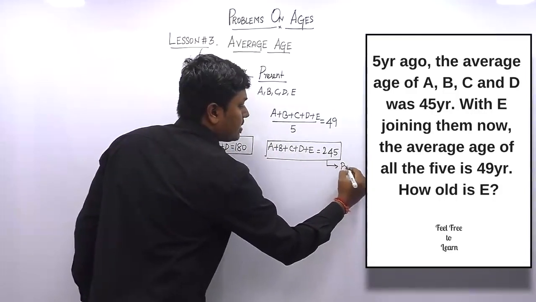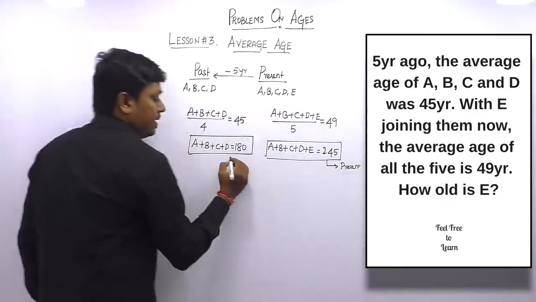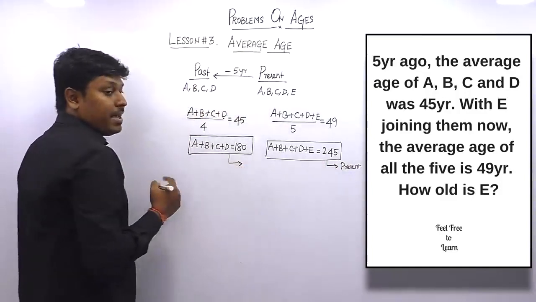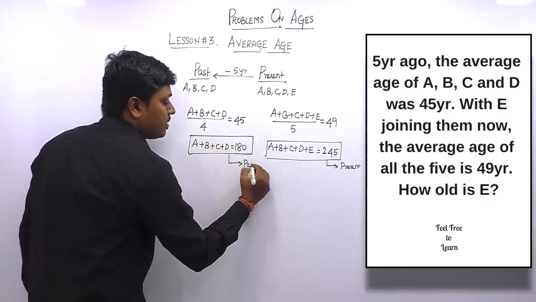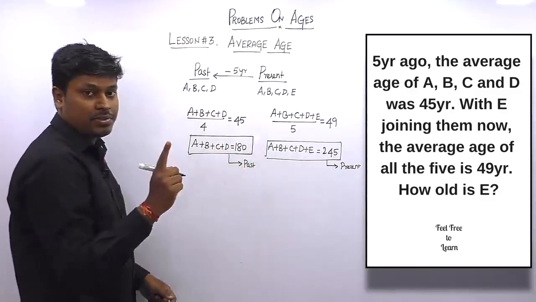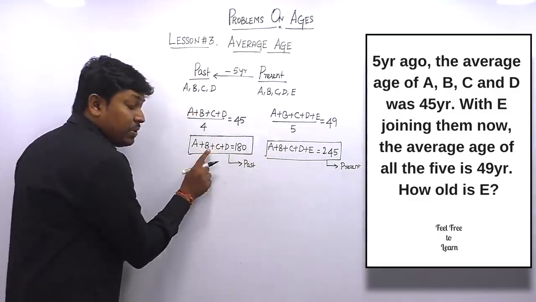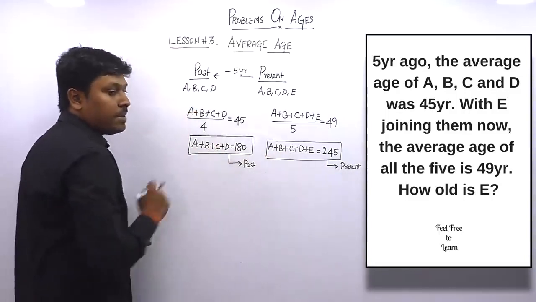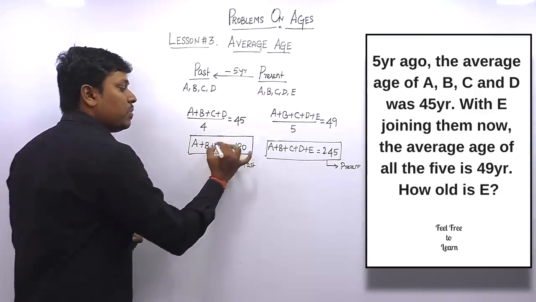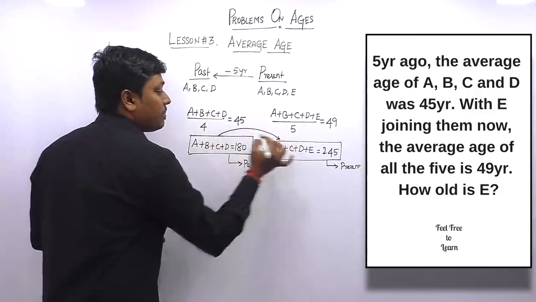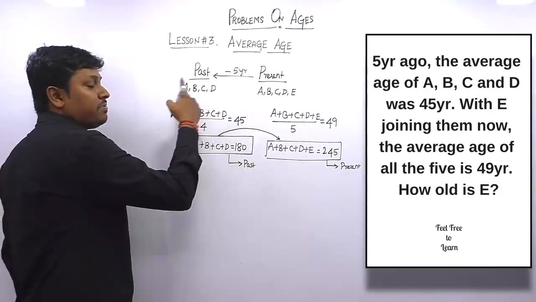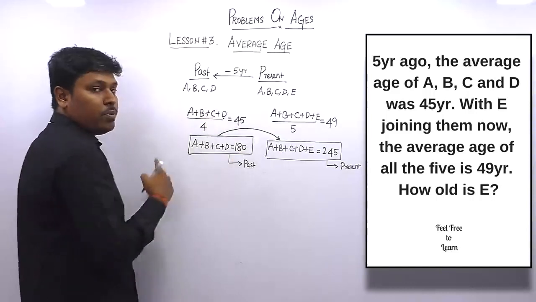Here it is present. And here the 4 persons' sum of ages, that is 180, which is past. We should not directly subtract this, that is wrong, because this equation we have framed is for the present and this equation we have framed is for the past. So let me convert this equation to the present, right? We already know that 5 years back the total age will be 180.